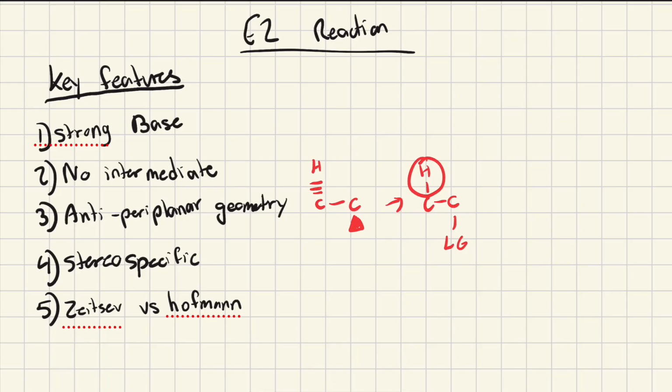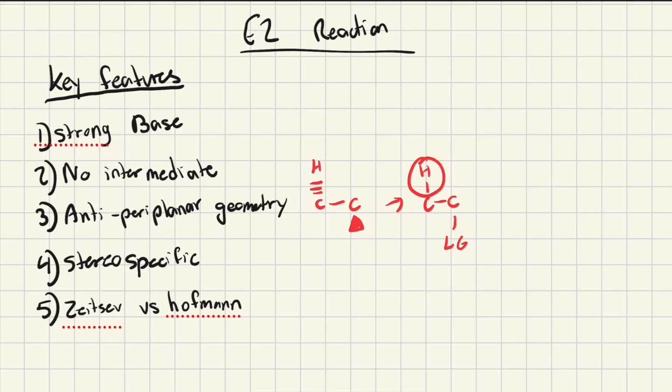The fourth key feature is the stereospecificity. If there's only one anti-periplanar beta hydrogen, then the product geometry is fixed. So that means it's only going to be cis or trans, or E or Z. If there are multiple beta hydrogens to choose from, our product geometry has the possibility to produce cis or trans, or E or Z. The last key feature is Zaitsev versus Hofmann products.